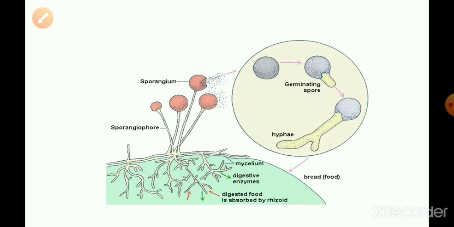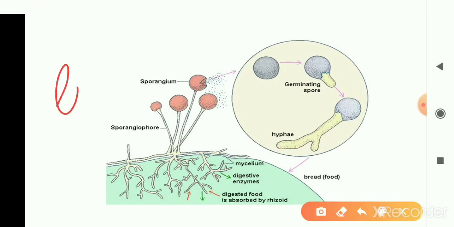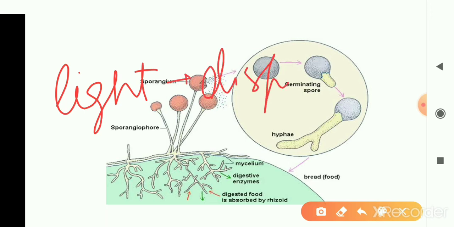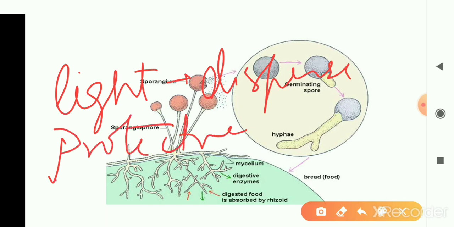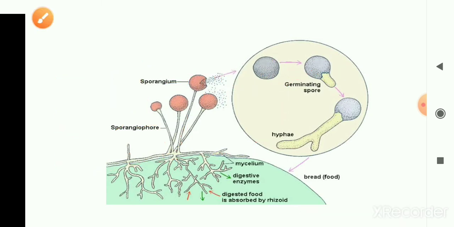And I repeat, the advantage of spore formation is that a huge number of spores are produced at a time. Second, the spores are very small in size and very light, so they get easily dispersed. And the next advantage is that the hard protective covering over the spores protects them from all kinds of unfavorable conditions.